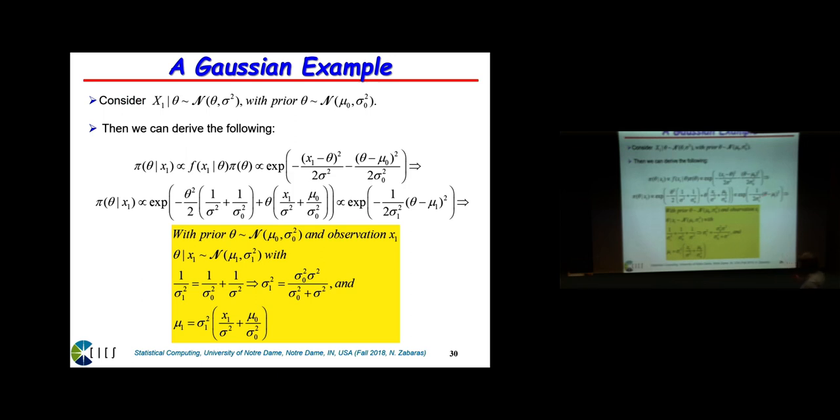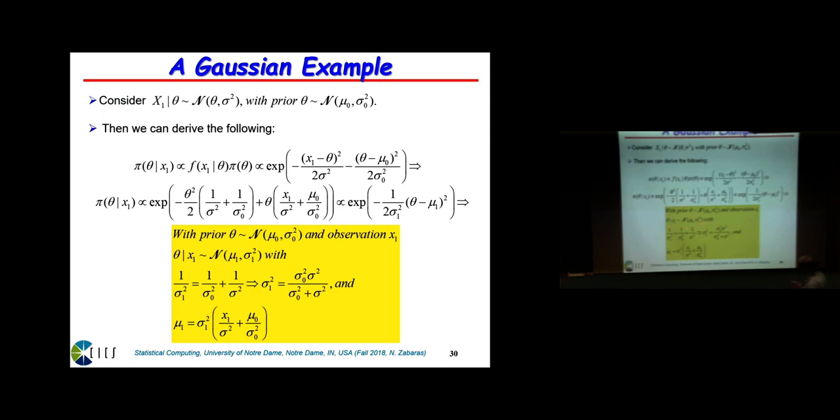Okay? So effectively, there is a constant term that is missing here, right? But you remember, this is proportional to, so we only care about the terms in theta. So if you define this to be 1 over sigma 1 squared, and you define mu 1 to be sigma 1 squared times this parenthesis, you get basically the posterior being a Gaussian that has a mean mu 1 and a variance sigma 1 squared.